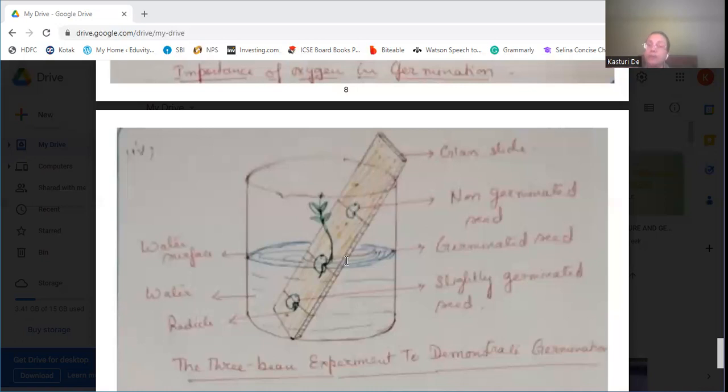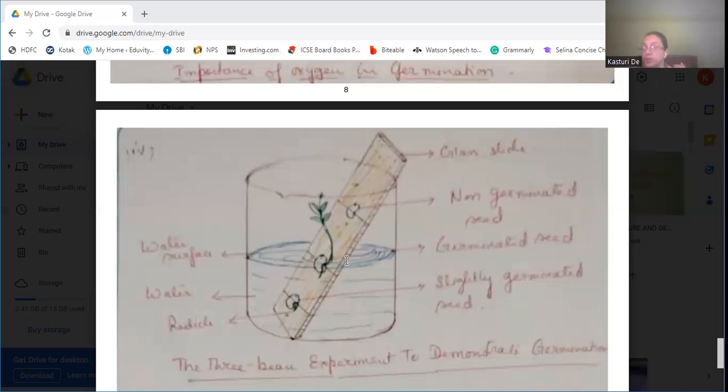After some time we will see that the seed which was deep inside the water has started germinating, but only a small portion of radicle has come out. The middle one, which was half in water and half outside, has germinated with a small shoot and a small radicle that has also come out. But the third one, which was outside the water, has not germinated. So this experiment shows that water is required for germination.